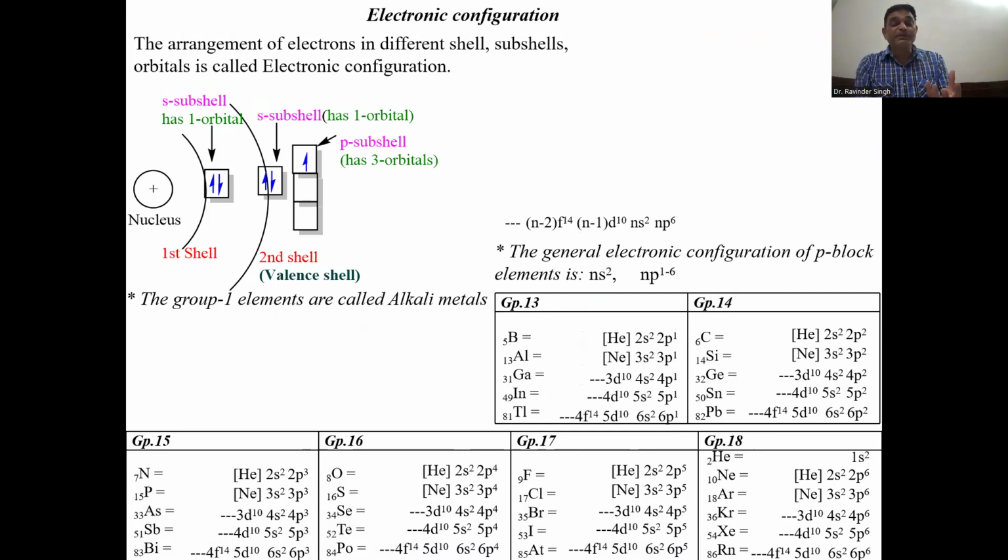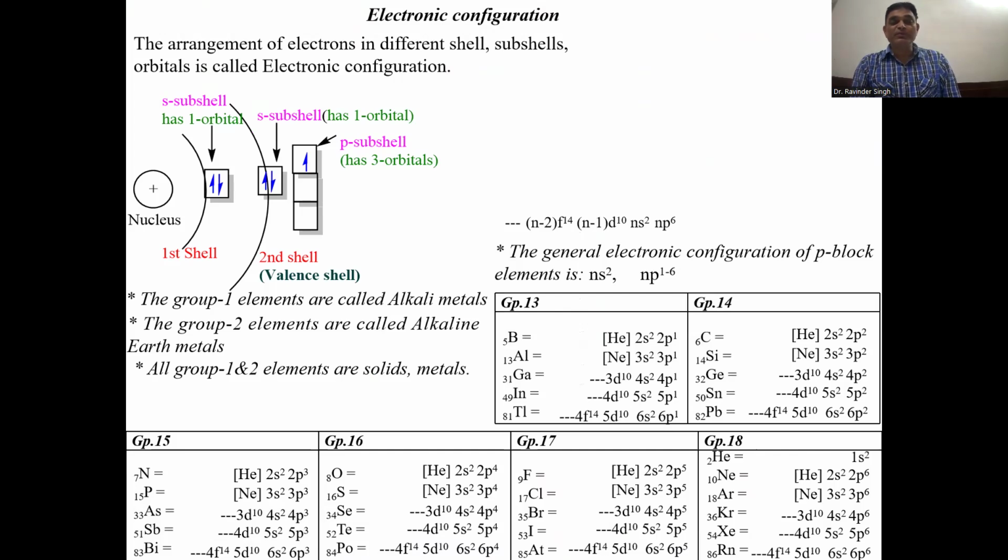Now we have the simple basic facts behind these different group elements. The group 1 elements are called alkali metals, because their hydroxides, when dissolved in water, give the OH negative ion. So they are basic, so they are alkali metals. Group 2 elements are called alkaline earth metals because they are present in the earth crust, and also their oxides, when dissolved in water, produce the hydroxide, which further gives the OH negative ion. So they are basic, and their oxides are present in the earth crust. Because of that reason, they are called alkaline earth metals.